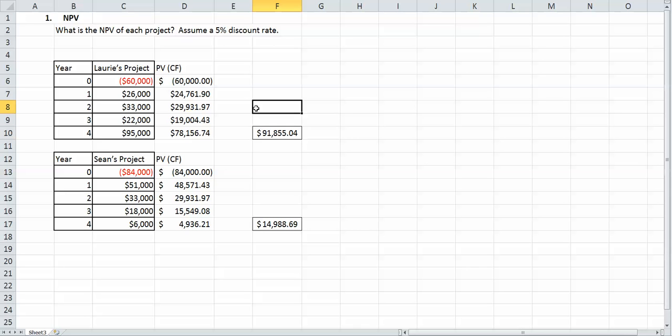However, if we didn't have any capital rationing issues or anything like that, we would accept both projects because both of them have positive NPVs.